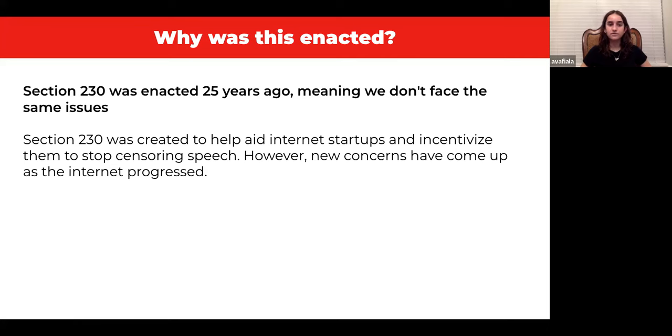So Section 230 was created at the start to help aid internet startup companies and incentivize them to stop censoring speech, right? Because without Section 230, it's a lot harder for companies to start up on the internet, since they're constantly getting sued for anything they do if they're not strictly policing their content, which comes to the idea of censoring speech. However, new concerns have come up as the internet has progressed because we're seeing more stuff online that can be problematic, and its implications go even further than they did in the beginning. So that's why this was enacted, and that's why we're debating it today.